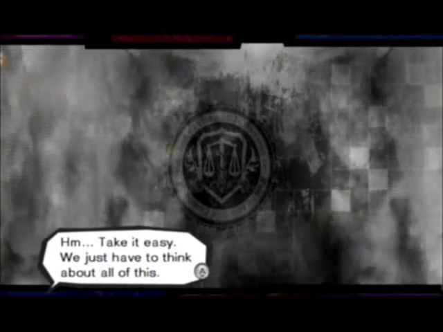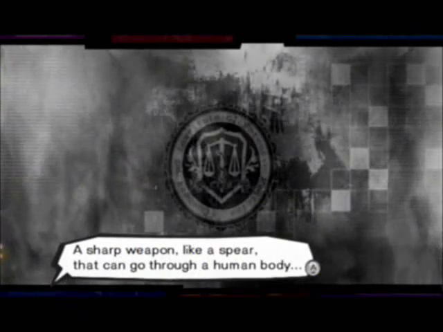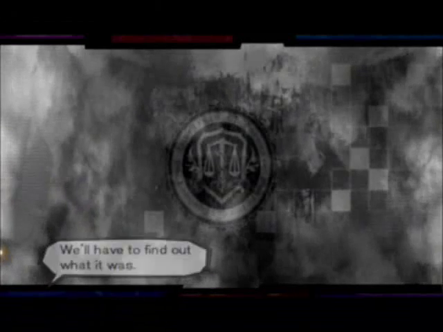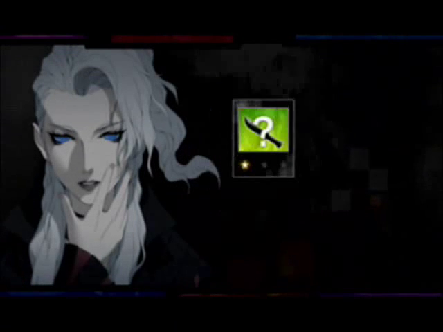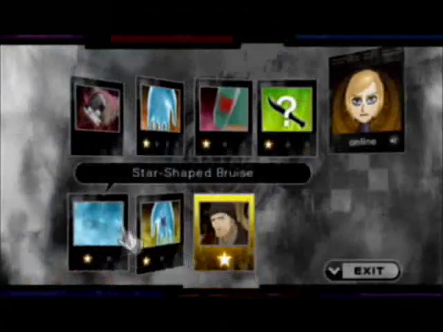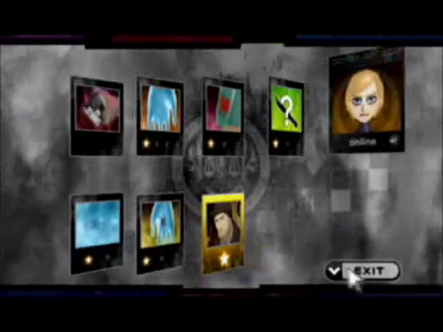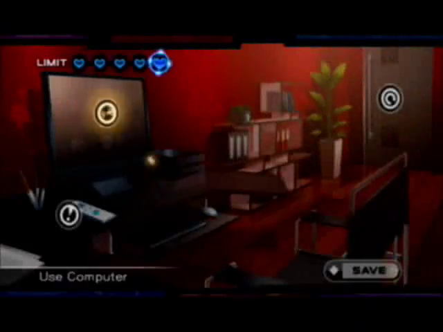Take it easy. We just have to think about all of this. A sharp weapon, like a spear, that can go through a human body. We'll have to find out what it was. Maybe that's everything. No. You know what, let's take a look at the bodies once more, see if we can't find something.